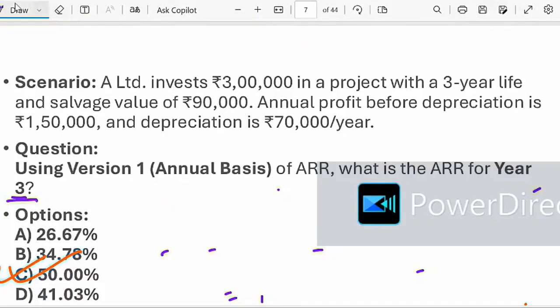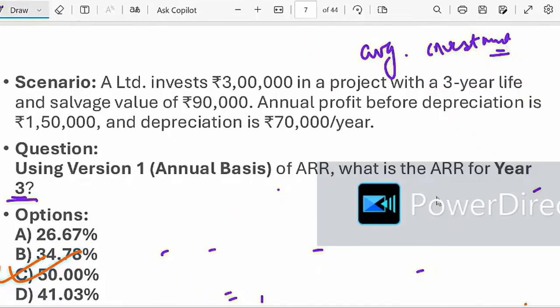This version is a bit more realistic than the previous one because it considers the declining value of the asset over time. It takes into account that the project's initial investment reduces in value over its life, because the company expects to sell it for a salvage value at the end. So it uses average investment, as the name itself suggests, over the life of the project. How do we find the average investment?